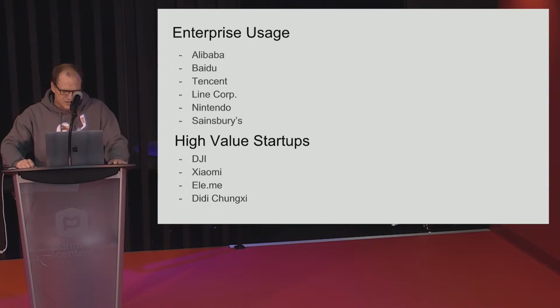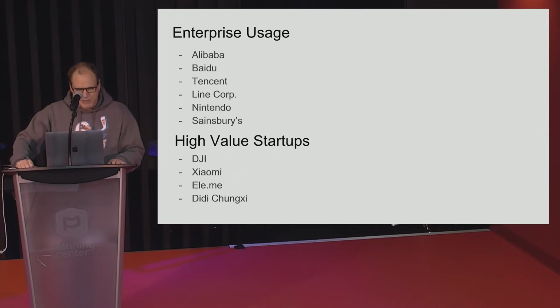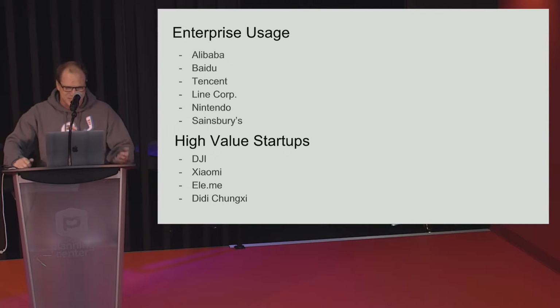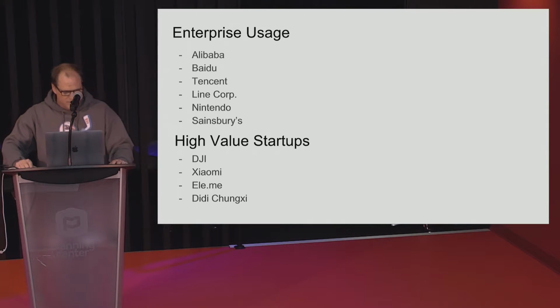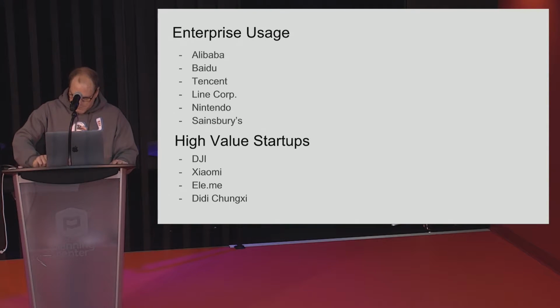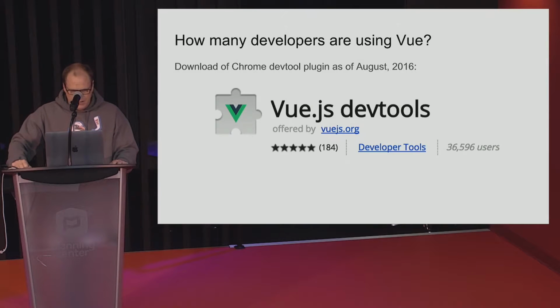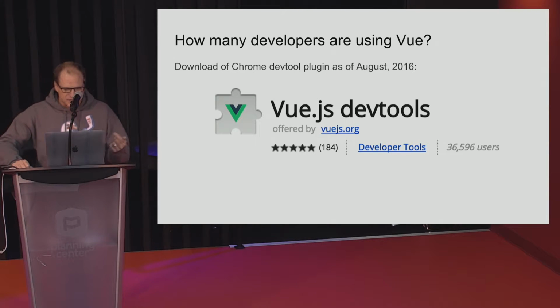Enterprise users: Alibaba, I think we've all heard of them. Baidu, Tencent, Line Corp, Nintendo, Sainsbury's, which is apparently a grocery store chain in Great Britain, as well as several unicorns: DJI, Xiaomi, LME, Didi, Zhangji. You might notice that most of these companies are Chinese. That's because Evan You, the founder, is Chinese, and he's very active in the Chinese JavaScript community. But it is growing in popularity and spreading out. It's very popular in Japan now, and it's starting to catch on.